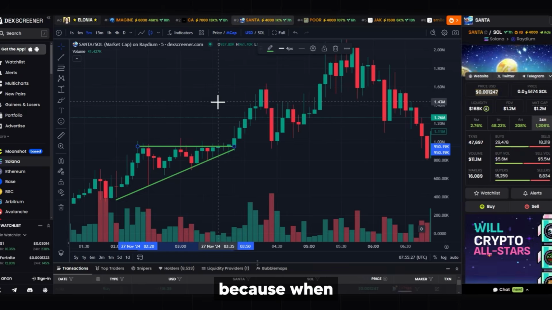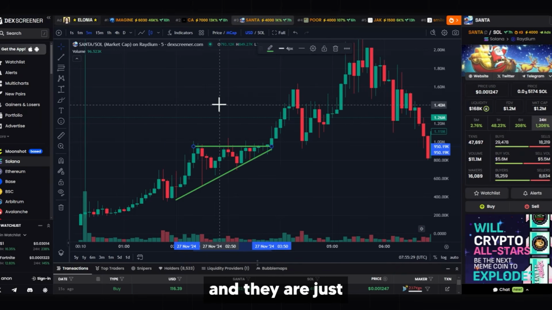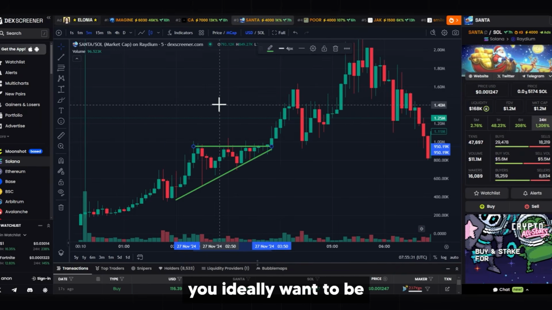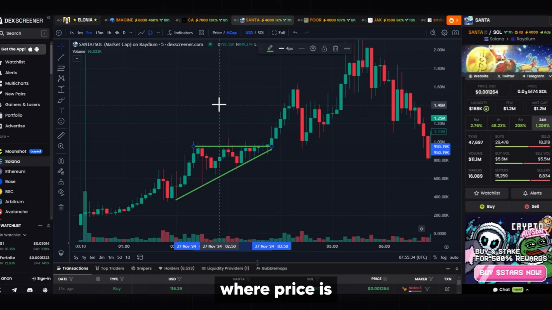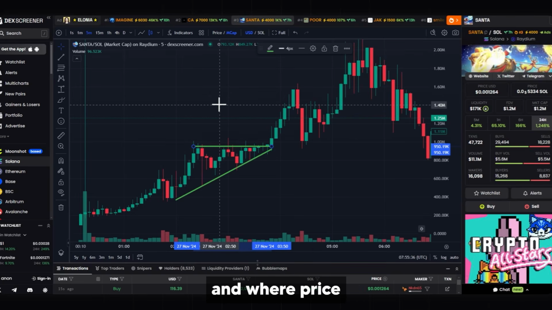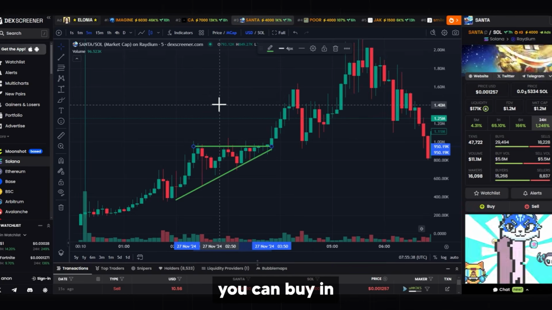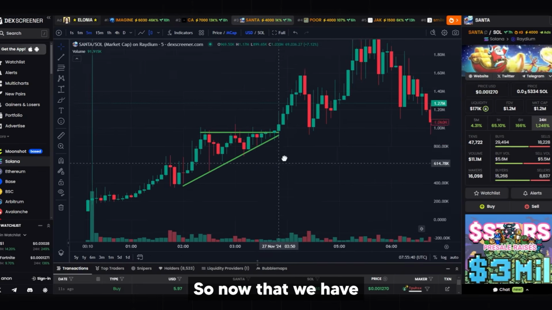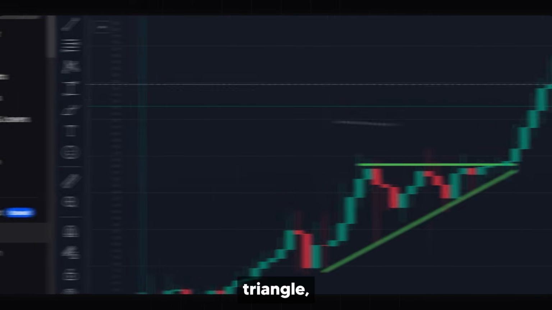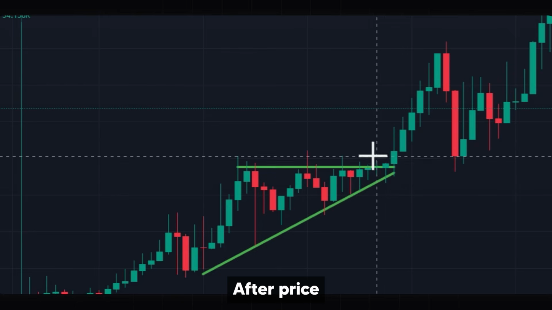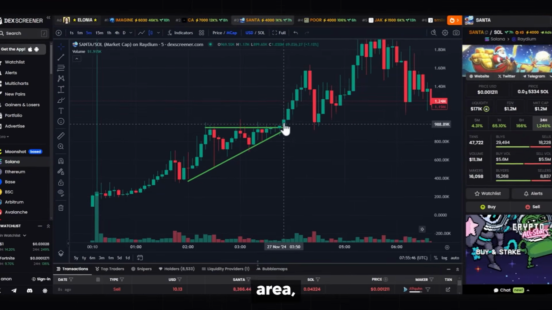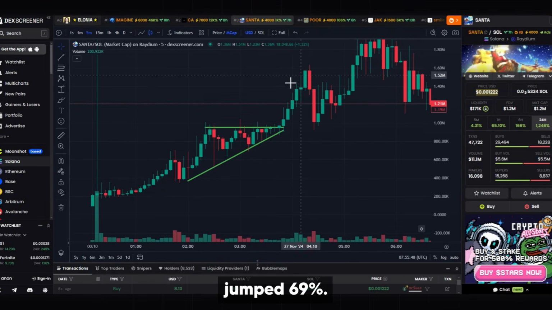There's a reason for that, because when you're trading these meme coins and they are just starting out, you ideally want to be on the 5-minute chart. That way you can see where price is getting resisted and where price is moving, and you can buy in and understand where price is going to move. Now that we have this ascending triangle, you can see that it's no coincidence that after price moved up out of this area, price action jumped 69%.